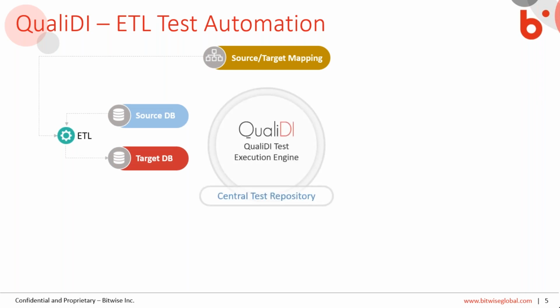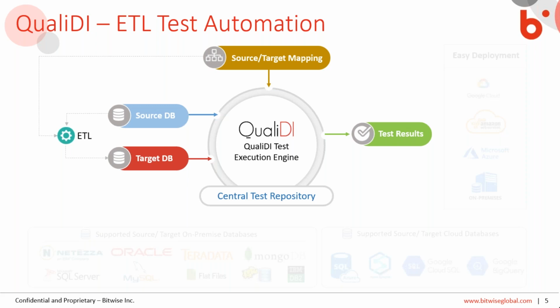Next, QualiDI uses the same mapping document, connects to the source and target databases, and generates test cases using the requirements. It executes these automated tests by firing queries to the source and target, compares the data, and on the basis of which results are published. Here, QualiDI is outside the ETL process, as in it does not need to be connected to your ETL tool, which really makes it ETL tool agnostic.